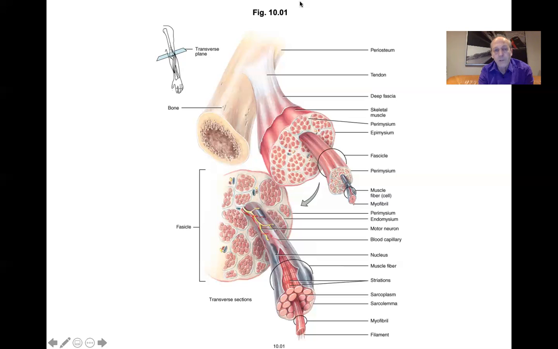Endomysium, perimysium, as well as epimysium do not stop at the end of muscle cells or muscle fibers. They actually continue past the contractile part of the muscle, and they become united between themselves, endomysium, perimysium, and epimysium, and they form tendons through which muscle attaches to different parts of the skeleton.